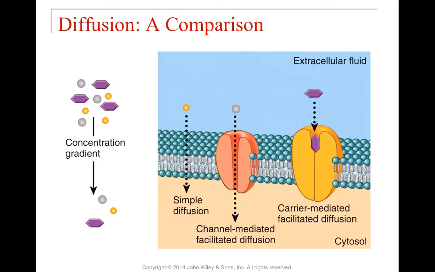All right, so this is showing three major types of diffusion. We have simple diffusion, whereby it's a small, non-charged molecule that's going to be able to go right on through. Water is also able to make it through, even though it is polar, by simple diffusion. Or it can go in by a channel, or it can go in by a carrier.